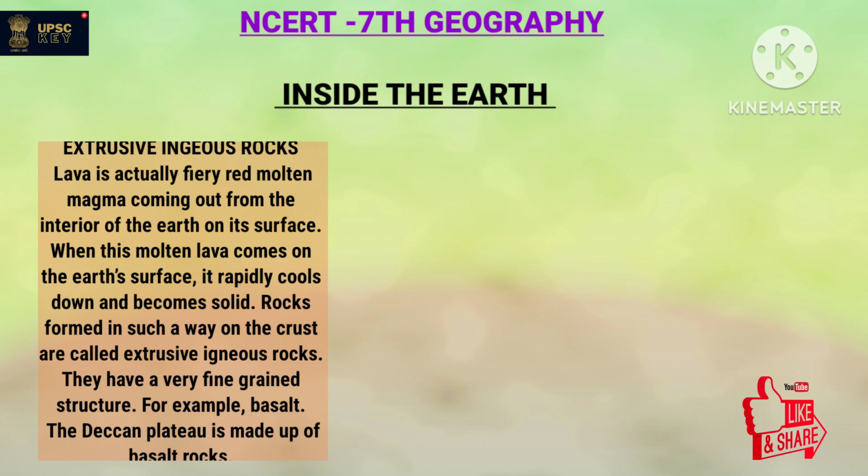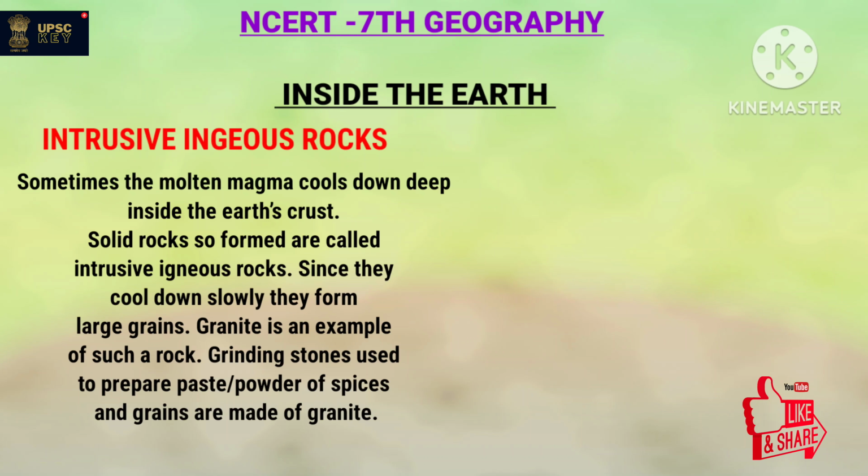Extrusive igneous rocks: lava is fiery red molten magma coming out from the interior of the earth onto its surface. When this molten lava comes onto the earth's surface, it rapidly cools down and becomes solid. The rocks formed in such a way on the earth's crust are called extrusive igneous rocks. They have a very fine grained structure. For example, basalt. The Deccan Plateau is made up of igneous rocks.